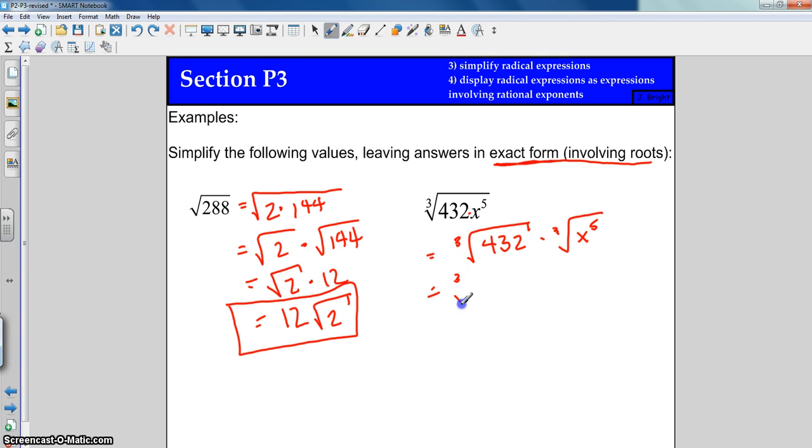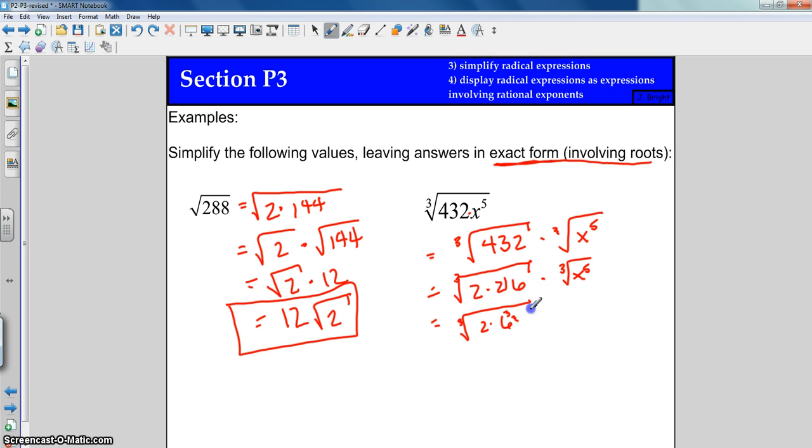So this is the cube root of, well, I know 2 goes into it, so 2 times 216. That's what I get when I divide by 2. And this is now the cube root of x to the 5th. With 216, you can continue to divide it, but what this is actually going to end up being is the cube root of, let's see, 216 is 6 cubed.